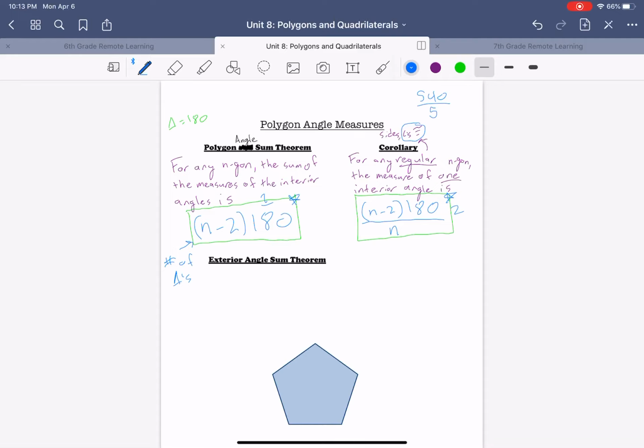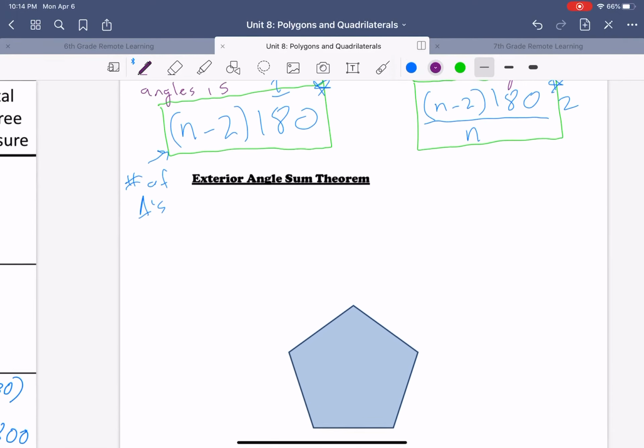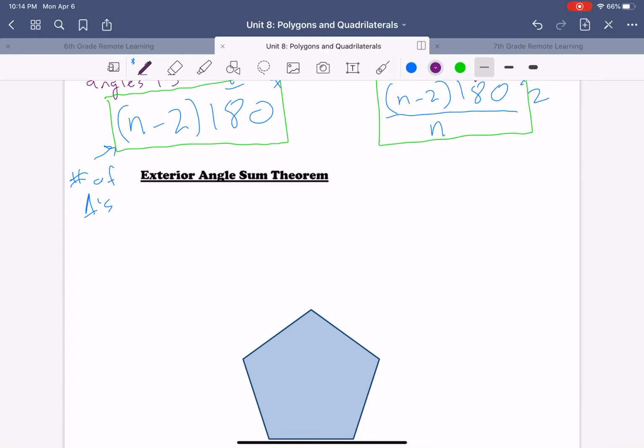Okay, now we have one more. It's called the Exterior Angle Sum Theorem. And the Exterior Angle Sum Theorem is way simpler. That's not how you said it, it is way simpler, or way more simple.